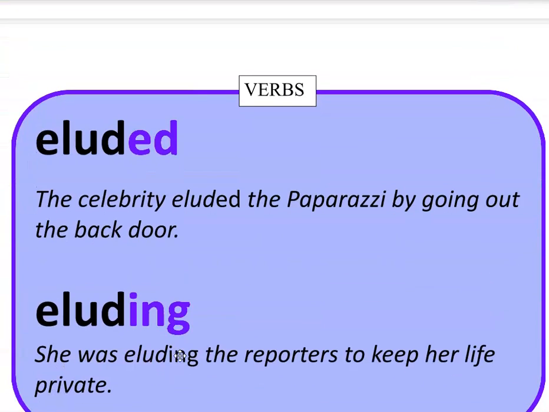And of course, as a verb, we add the ed on the end, eluded, past tense. The celebrity eluded the paparazzi, avoided the paparazzi, and eluding with the be helping verb, she was eluding the reporters. So here these are being used as verbs, ed and ing, and means that she was avoiding the reporters and the celebrity was avoiding the paparazzi.